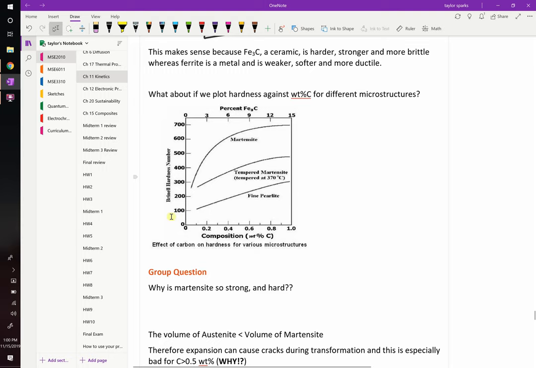If you look at hardness as a function of weight percent carbon, all of them increase, for one thing, right? But pearlite is definitely your softest, followed by, in this case, they've got tempered martensite and then martensite. If you were to draw bainite, one would predict bainite to be right there in between, right? So what was the difference between tempered martensite and martensite again? What do we do and what's happening there? Yeah.